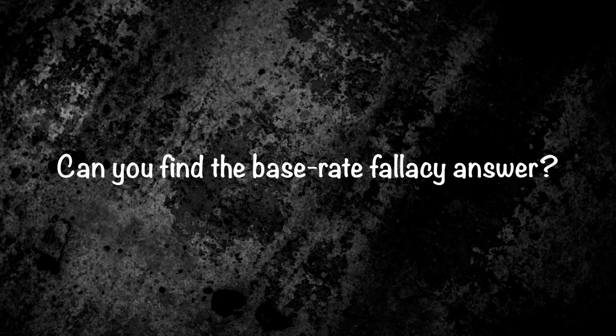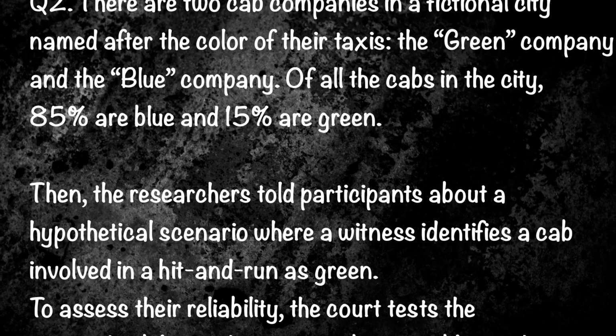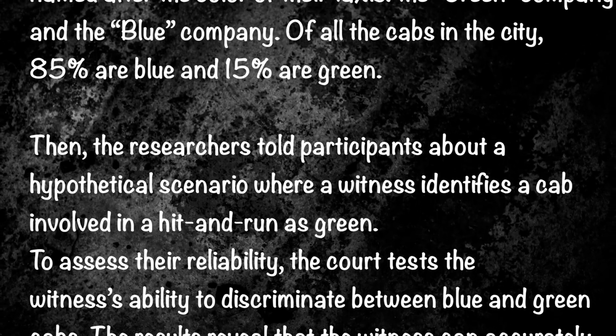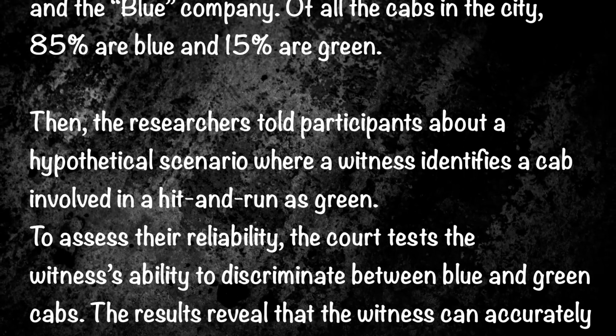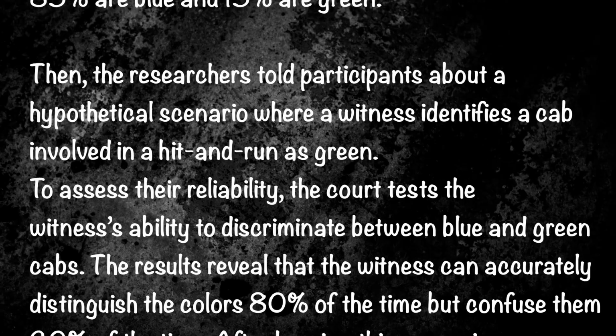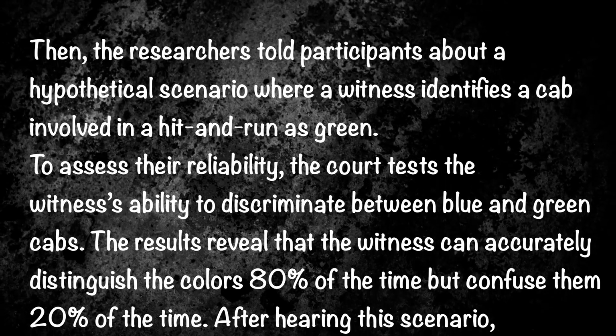In the next question, I will ask you if you can find the base rate fallacy answer. There are two cab companies in a fictional city named after the color of their taxis, the green company and the blue company. Of all the cabs in the city, 85% are blue and 15% are green. Then the researchers told participants about a hypothetical scenario where a witness identifies a cab involved in a hit and run as green.